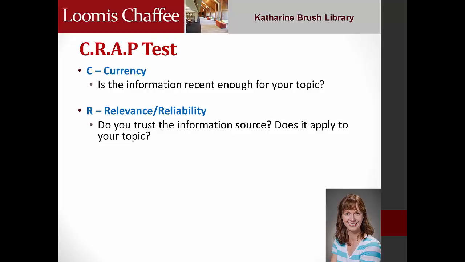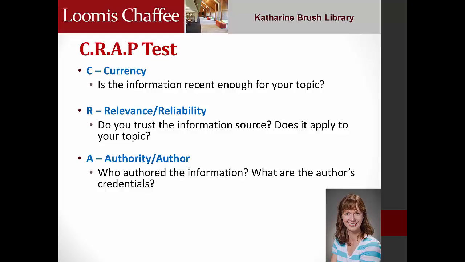R stands for relevance/reliability. You should always think about how a source applies to your topic and how reliable that source is. A stands for authority/author. Think about who authored the source in question. Is it a single person or a corporation? Does the author have the credentials necessary to write authoritatively about the topic?